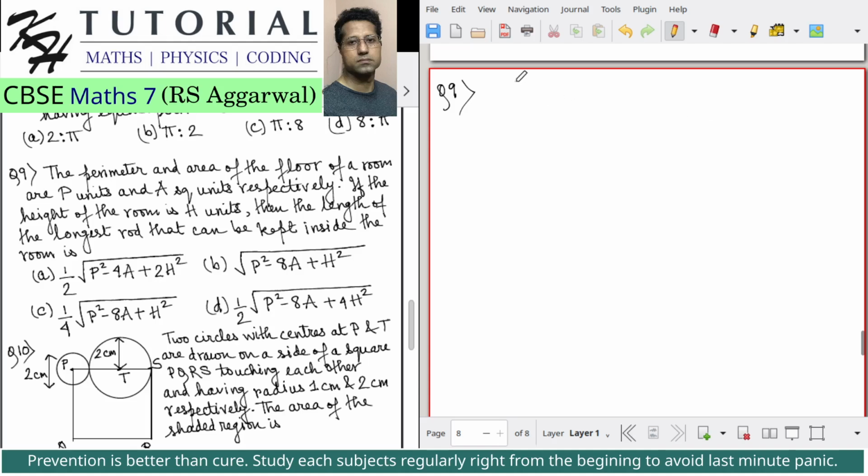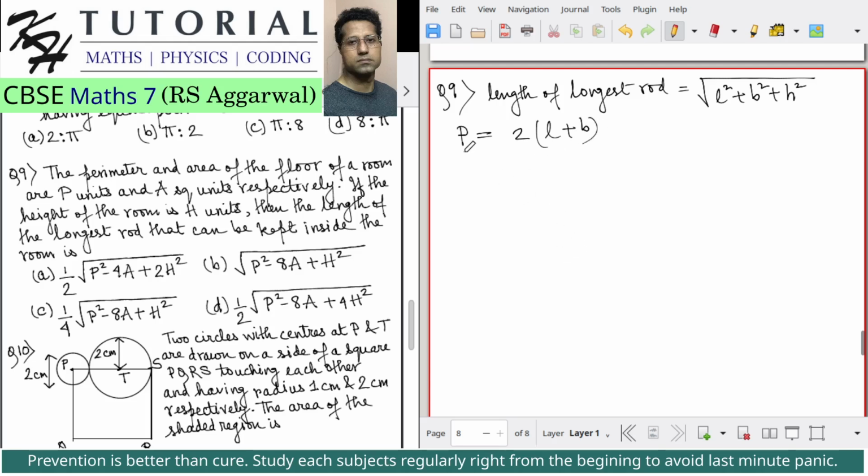We know the formula for the length of the longest rod that can be kept in a room is equal to the square root of L square plus B square plus H square, where L is the length of the room, B is the breadth of the room, and H is the height of the room. Also, we know that the perimeter of the floor of the room, P, is nothing but 2 into (length plus breadth). Also, the area of the floor of the room is L into B. We have this.